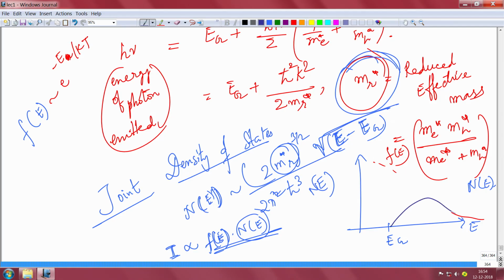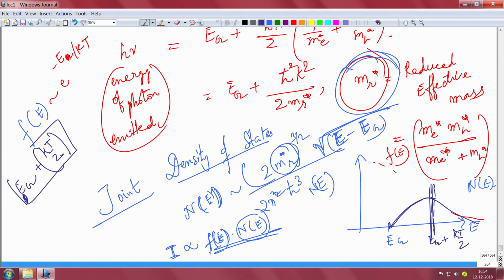You are going to get a plot like this, which means your emission peaks at an energy slightly more than Eg, and it turns out that this is Eg plus kT by 2. So if you have a band gap of Eg, the emission peak does not come at Eg, but at Eg plus kT by 2. Of course, kT is very low at room temperature. So unless you go to a higher temperature, or unless you are using a low band gap material, you will not see an appreciable change. But if you use a low band gap material or go to high temperature, you will see that kT by 2 becomes important. So the peak emission is slightly more than Eg.